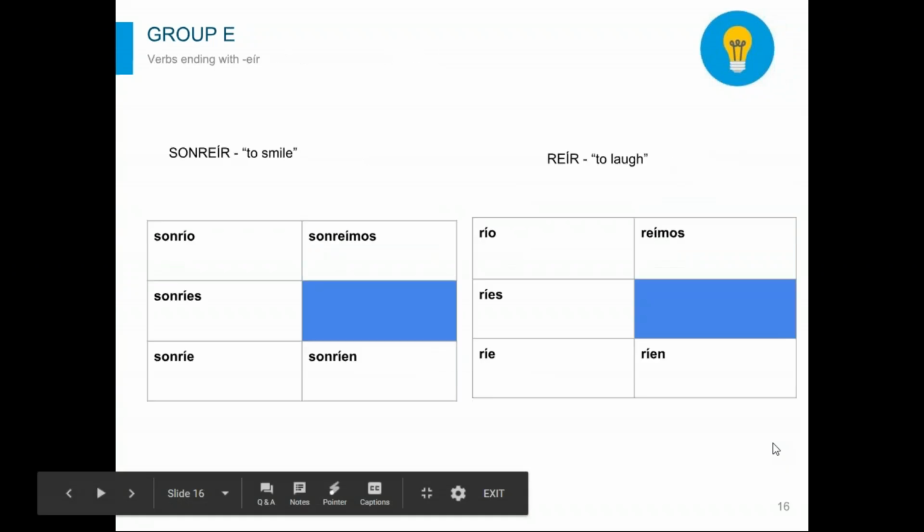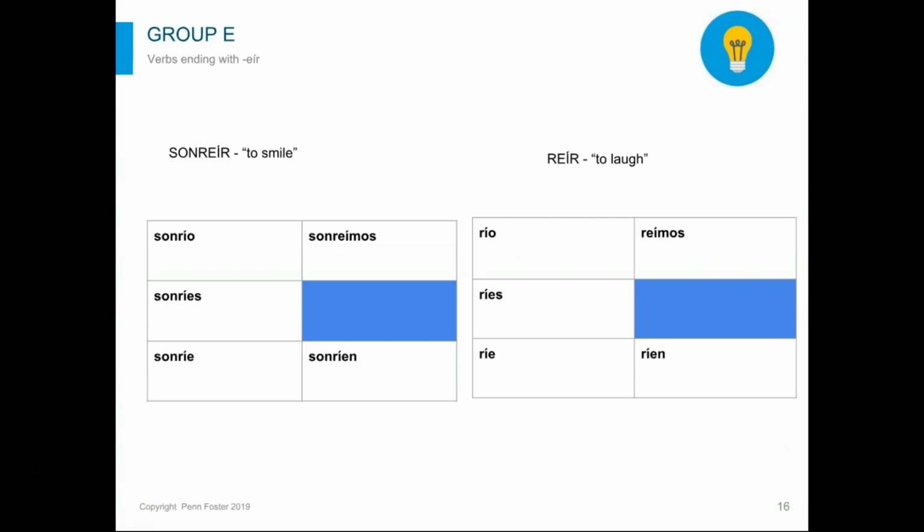All right, transitioning to the last of the irregular groups, type E, those verbs that end in EIR. Again, not really a whole lot of a trend here to follow, mostly memorization. But if you do notice, sonreír and reír are very similar in terms of their conjugations. They have the same spellings, more or less, and the same accent rules.